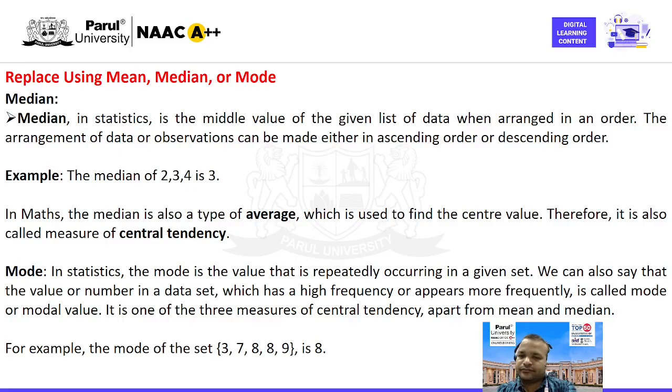Like you have three values, 2, 3, and 4. So what is the median of these data? I already said, the middle value of the given list of data. So the middle value is 3 here. If you arrange these data in descending order, you can say 4, 3, 2. In that case also you will get median is 3.